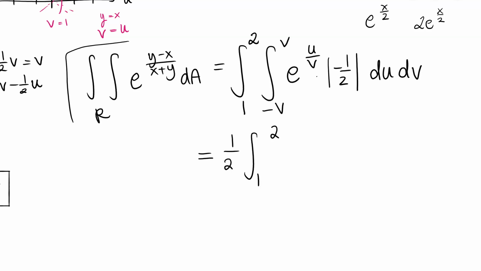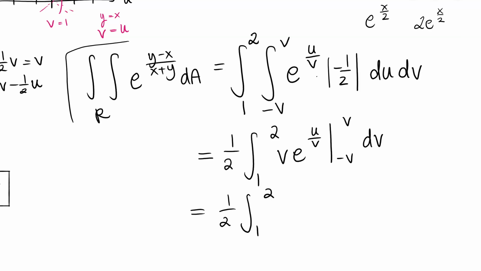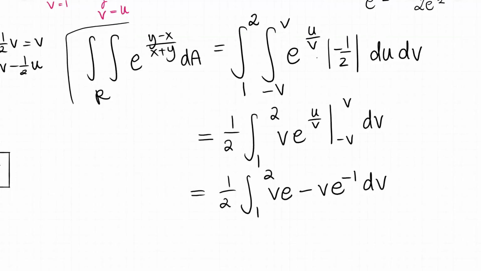Does that make sense? Because I would divide by that 1/2. So here I'm going to get v e to the u over v evaluated from negative v to v, and then dv. And remember, I'm going to put that in for u. So I go 1 to 2. If I put v in for u, I get v e to the first power, right? Because v divided by v is 1. And then minus v e to the negative 1 dv.